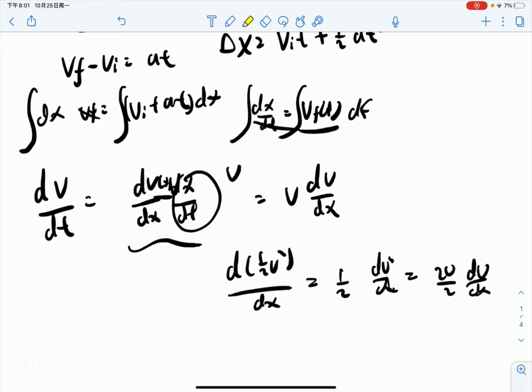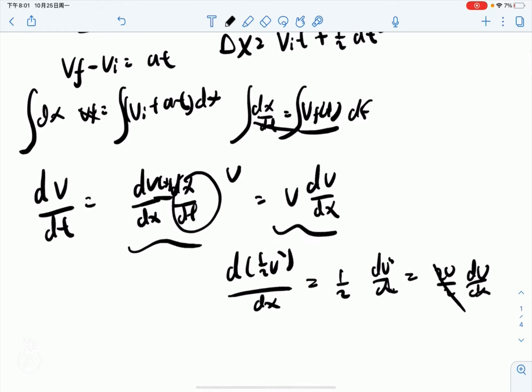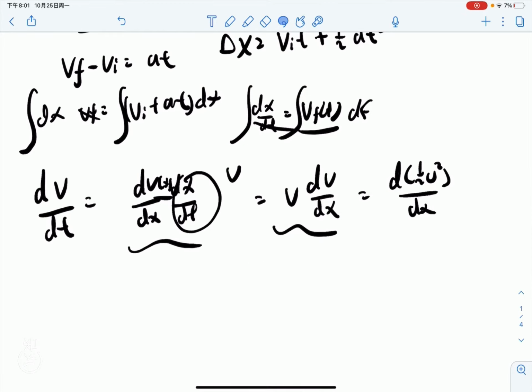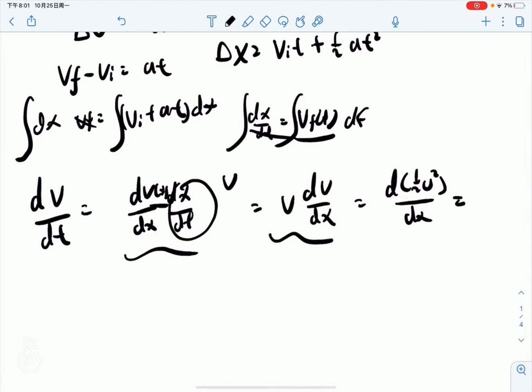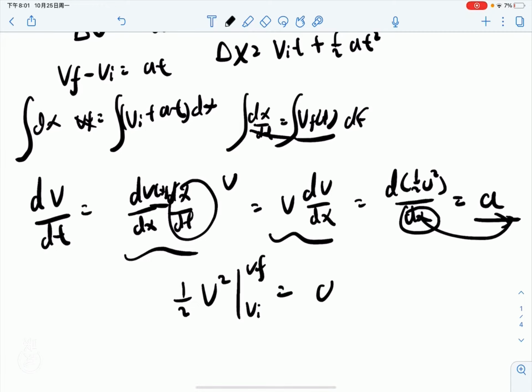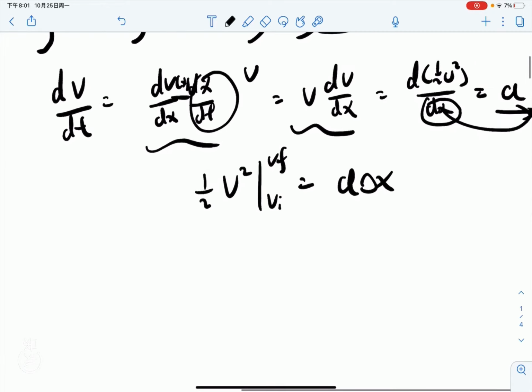So basically, this term is going to be d dx of 1/2 v squared. Now let me erase this part. And we assume the acceleration is constant, so we have this. Now if we move it to that side and take the integral, we have 1/2 v squared from vi to v final is equal to a times the change in x. So now we have v final squared minus vi squared is equal to 2a delta x.